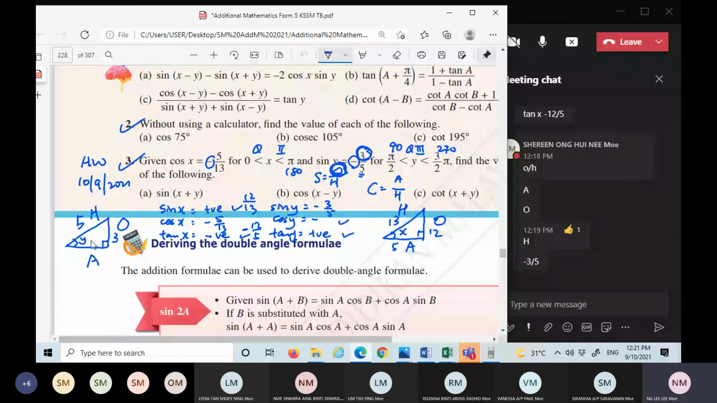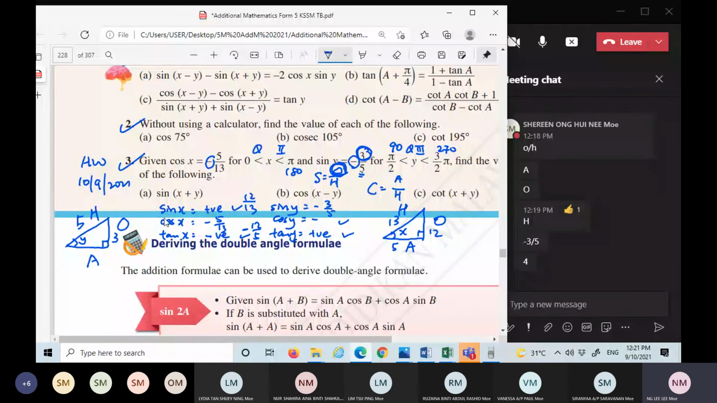You all memorize the triple, so that it is easier and faster. Okay, 4, because 3, 4, 5, okay? Now, try again for cos y. Right, cos y. Okay, another girl do tangent y. I think she's tired already.